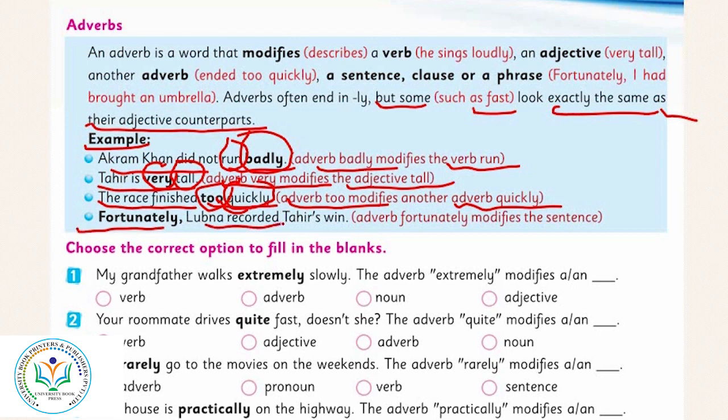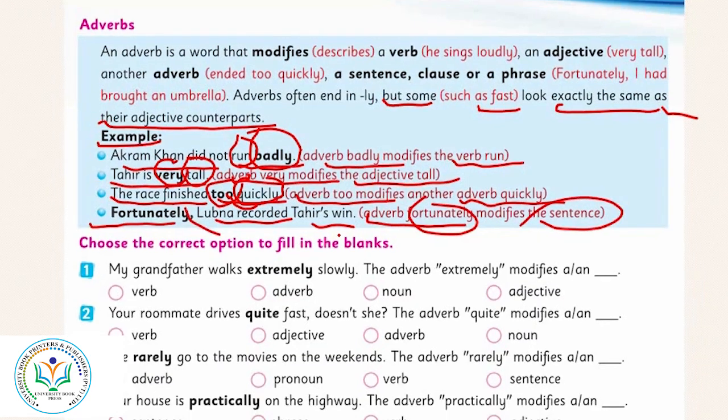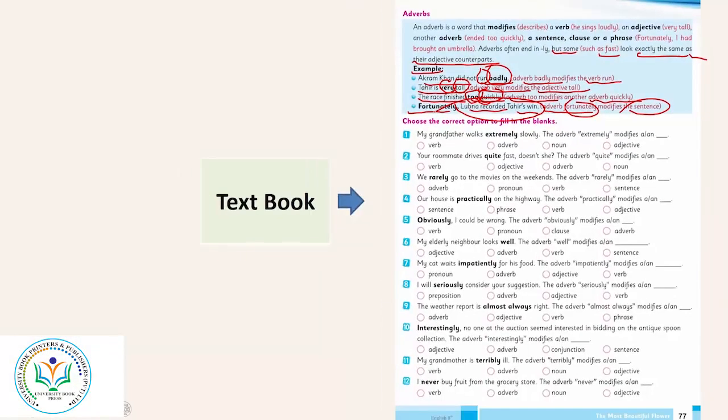Fortunately, Lubna recorded Tahir's win. Adverb fortunately modifies the sentence. पूरे सेंटेंस को क्या कर रहा है, मॉडिफाई कर रहा है. Recorded आपका verb होगा और fortunately आपका adverb.